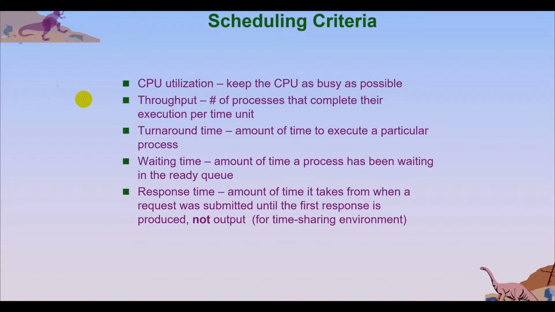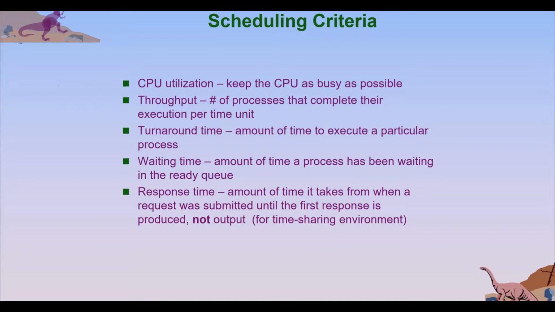Next is the waiting time. Waiting time is the amount of time a process has been waiting in the ready queue. It is the time a job waits for resource allocation when several jobs are competing in a multiprogramming system. So the aim is to minimize the waiting time. So minimize the turnaround time and minimize the waiting time, and of course we have to increase the throughput.